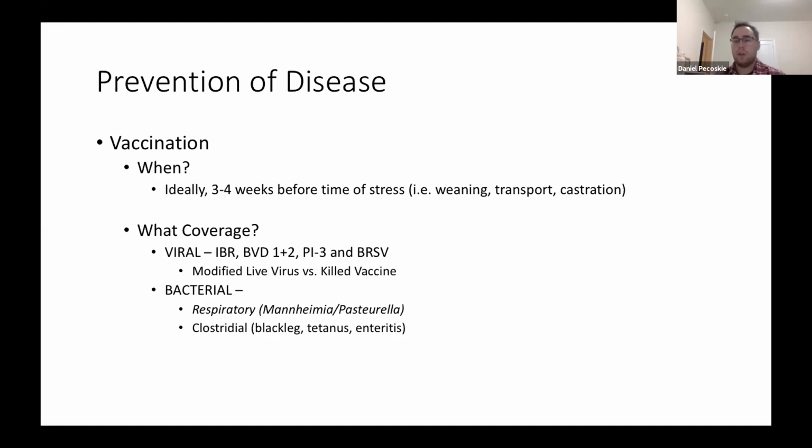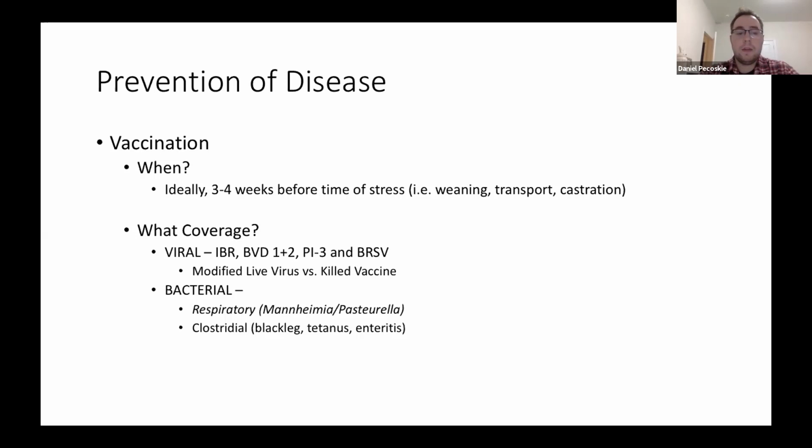And then what coverage are we looking for in a vaccine? Oftentimes, a 5-way viral vaccine is going to give you coverage against IBR, BVD 1 and 2, parainfluenza, and bovine respiratory syncytial virus. So coverage is pretty standard and going to give you good coverage going into a feed yard or a feeding yard kind of thing.